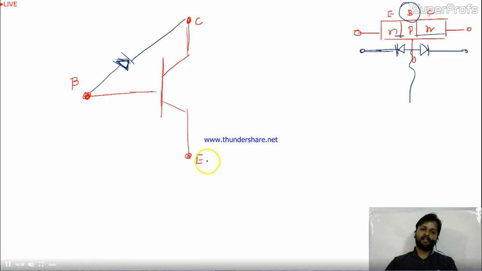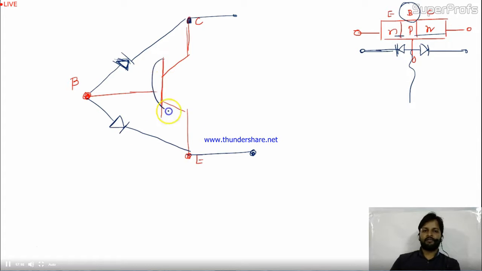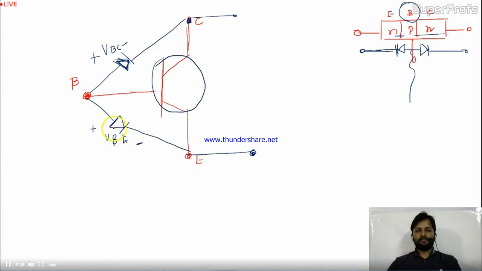And in between base and emitter you also have one diode, the base-emitter diode. The circuit is like this. Is it okay? So friends, based on this, we have the three regions of working of this transistor. The voltage across this I can call VBC, and the voltage across this I can call VBE. So there are two diodes: one between base and collector, and one between base and emitter.